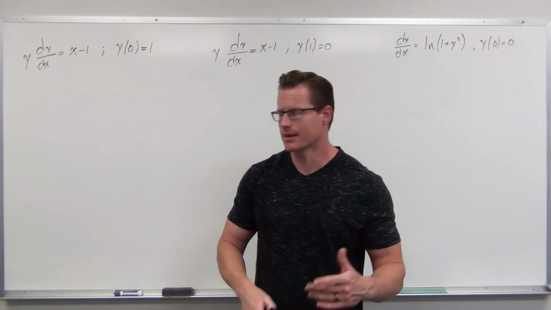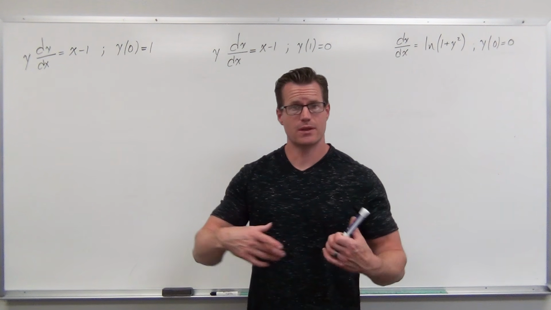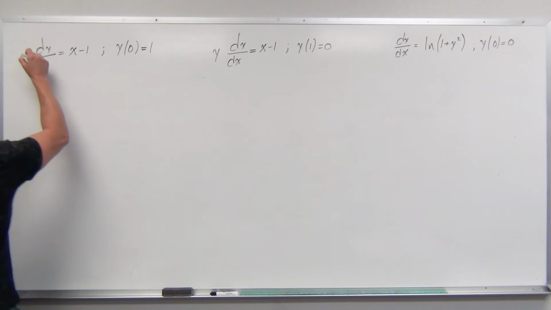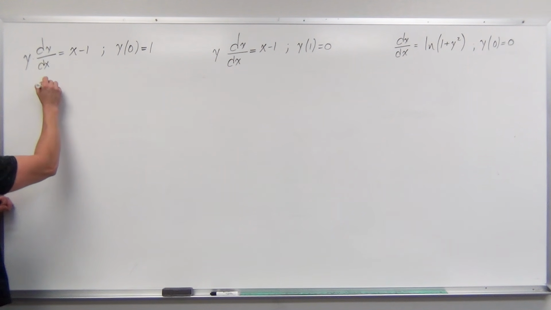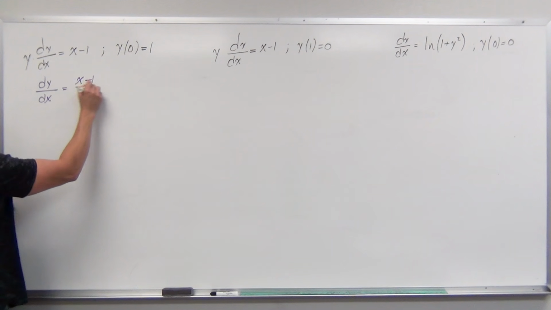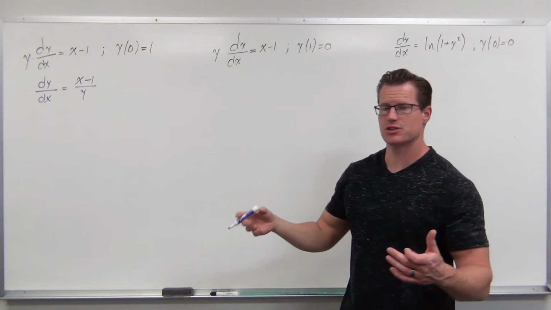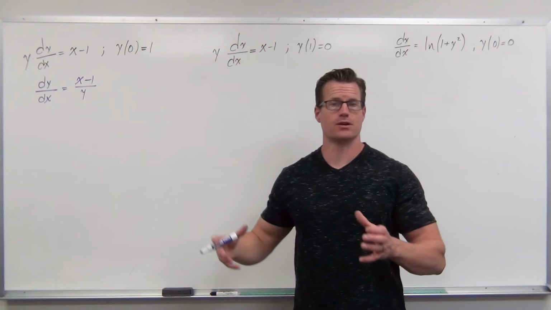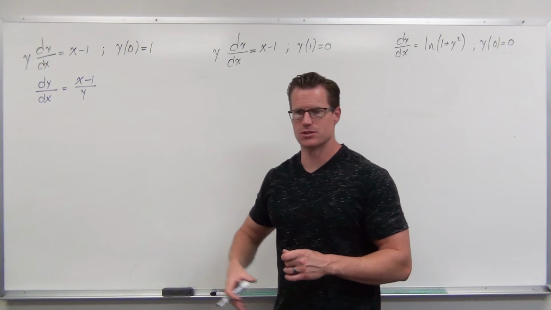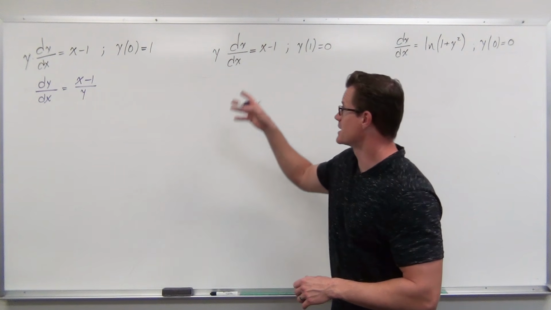When you get something like that, the first thing I'd like you to do is divide both sides by y. Get rid of that y. So if that's multiplied, you'd have dy over dx equals x minus 1 divided by y. That's the function you should check. And then you'll be able to see a lot easier, oh yeah, it's discontinuous at y equals 0 or whatever. Same thing would happen here.